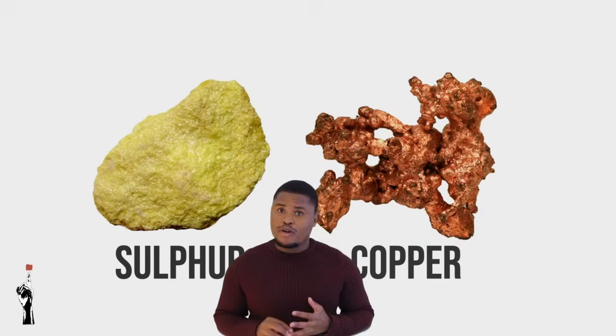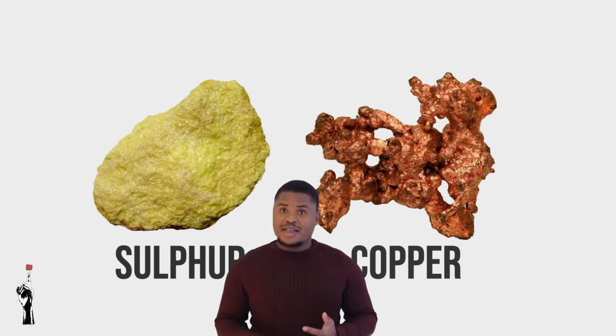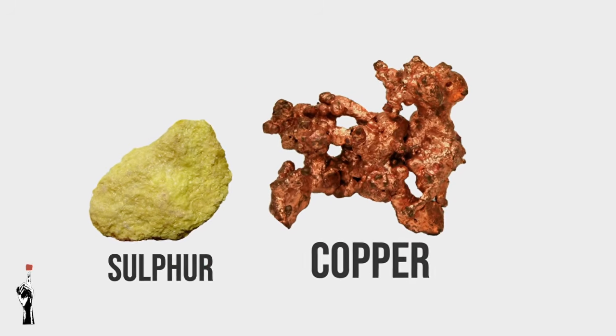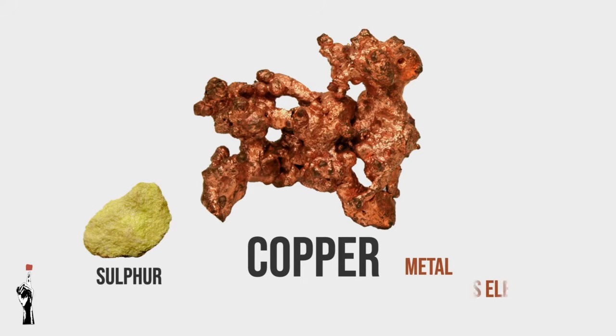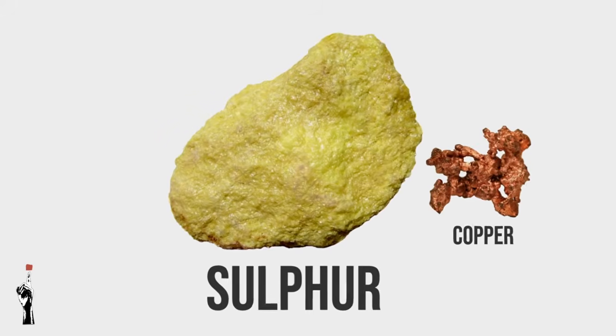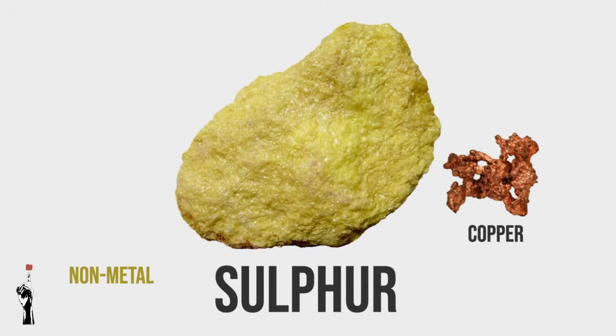Let's compare sulfur and copper. Sulfur and copper differ in atomic number and their chemical properties. Copper is a metal and it conducts electricity. Sulfur is a non-metal and it's brittle.